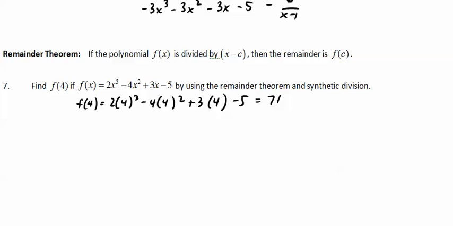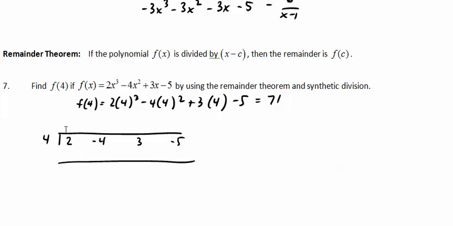But what if I didn't have a calculator? Is there another way of doing this? Yeah, I can use the remainder theorem. So let's see what this is. Okay, so I'm going to divide by 4. And now I'm going to write down all my coefficients: 2, -4, 3, -5. Do my synthetic division, bring down the 2.